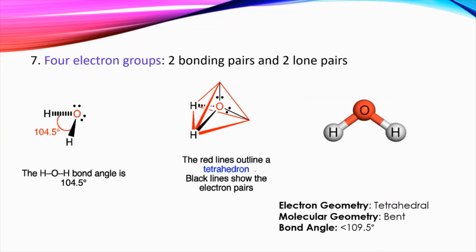The next one is going to be still 4 electron groups, but now we replace 2 of the bonds with 2 lone pairs. So you have 2 bonding pairs and 2 lone pairs. And again, the electron geometry is tetrahedral. Molecular geometry is now bent. This is also called bent geometry. Water is a very common example used to show bent molecular geometry. And the bond angle is again less than 109.5. And you'll see that the bond angle here is actually 104.5 between hydrogen, oxygen, and hydrogen.